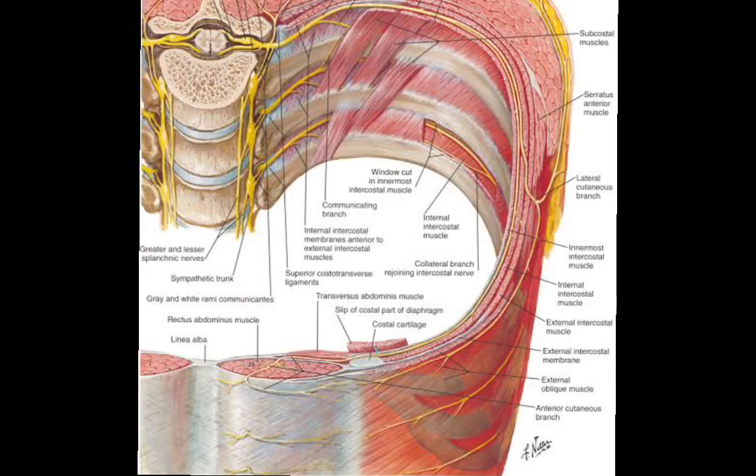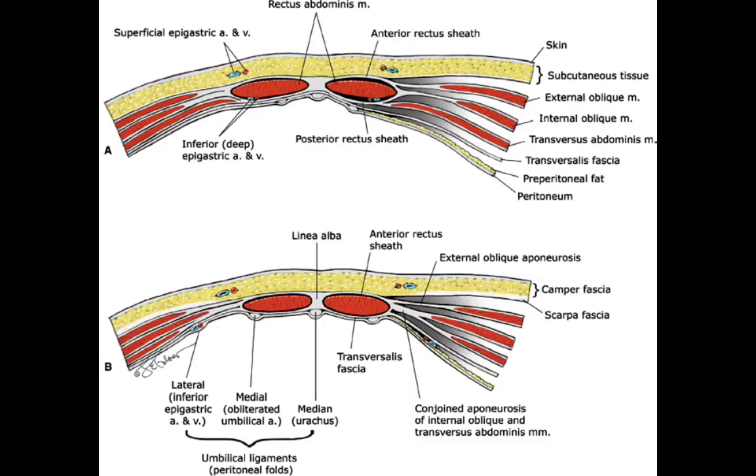Now the mode of formation of the rectus sheath. I request everyone to be focused at this point, which is very important. The concept of the formation of this rectus sheath is as follows. Number one, it is by splitting of the aponeurosis of the internal oblique at the lateral border of the rectus muscle.